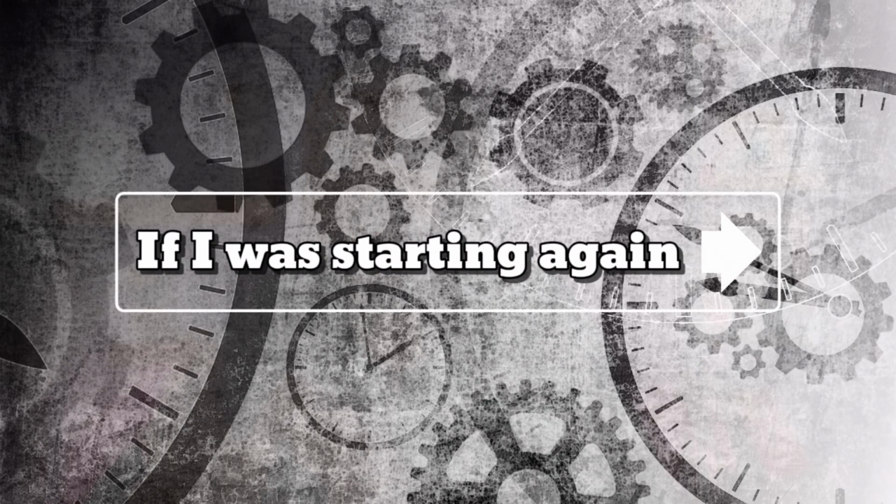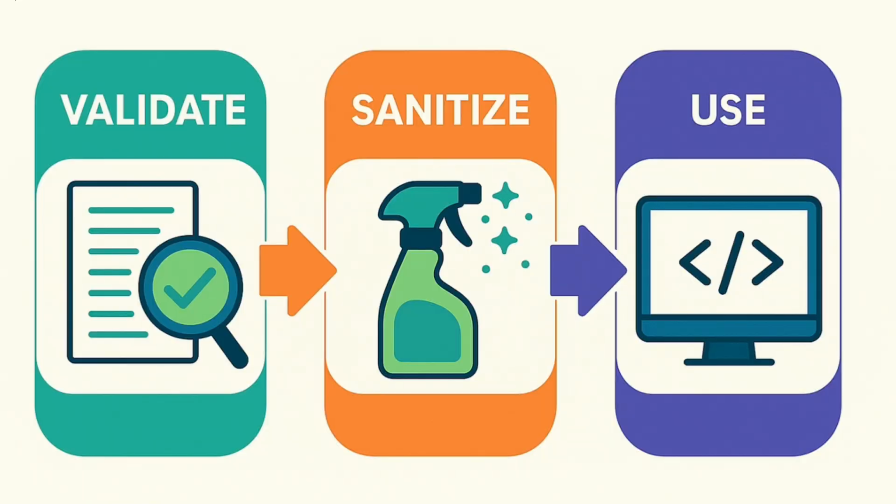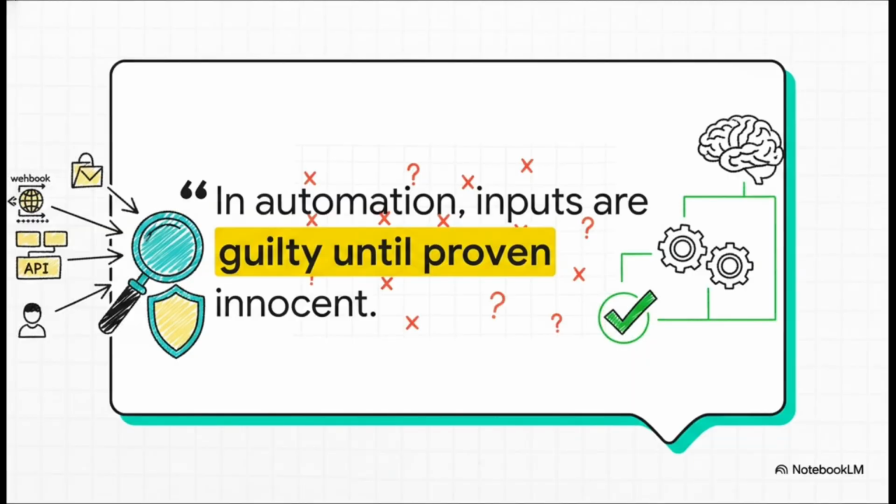So if I was starting all over again, I'll make sure that I validate and sanitize everything. And I do have a tutorial which might come out before this video on how you can do this. Not because I'm paranoid, right? But because AI automation inputs are guilty until they've been proven innocent.